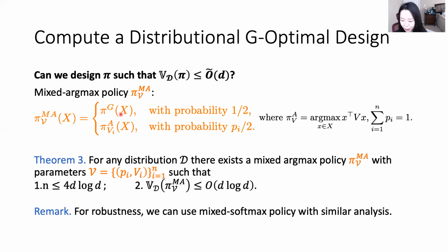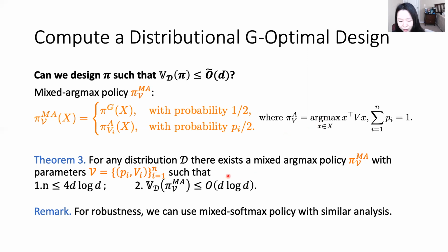With half the probability, we keep the pi_G part. And for the other half of the probability, we explore more on some certain good directions v_i, and with probability p_i, choose the best arm x for this direction v_i.